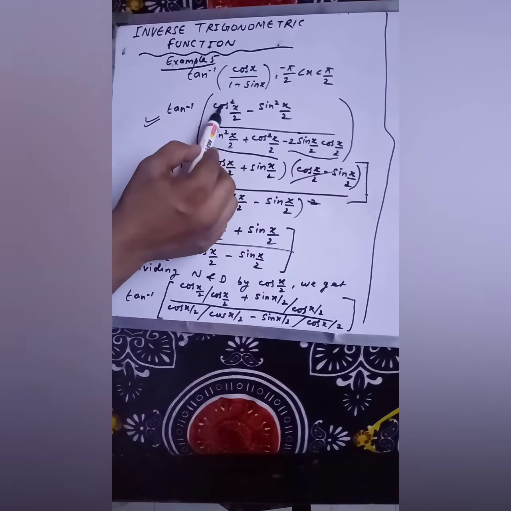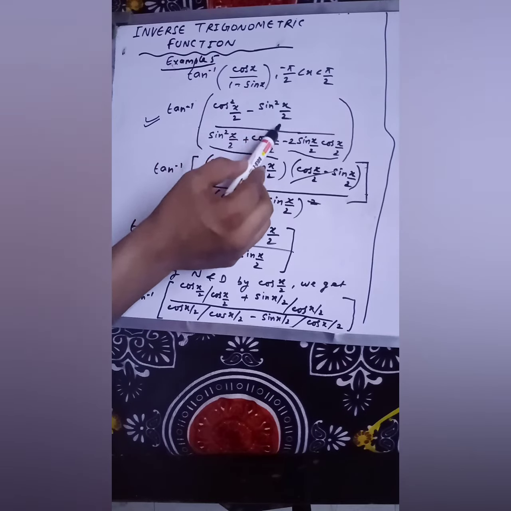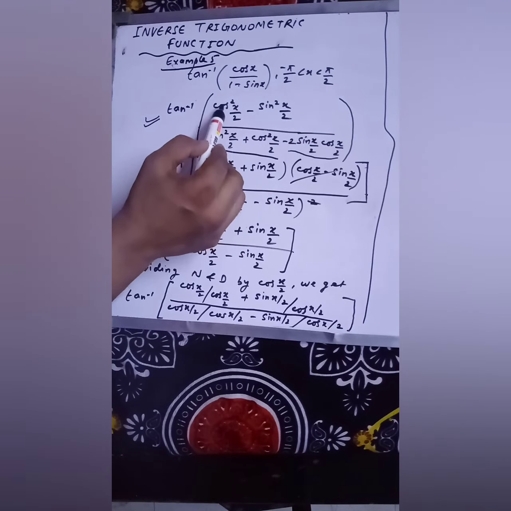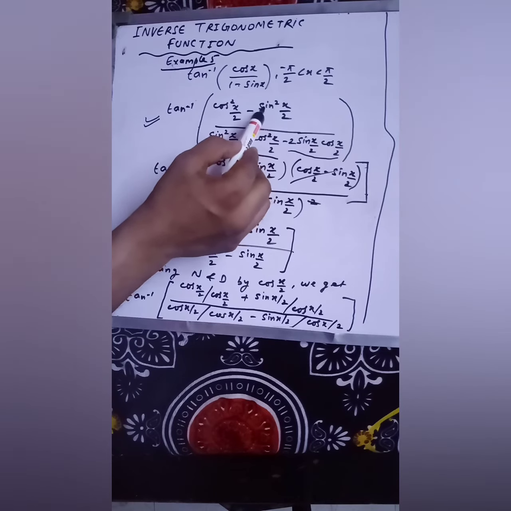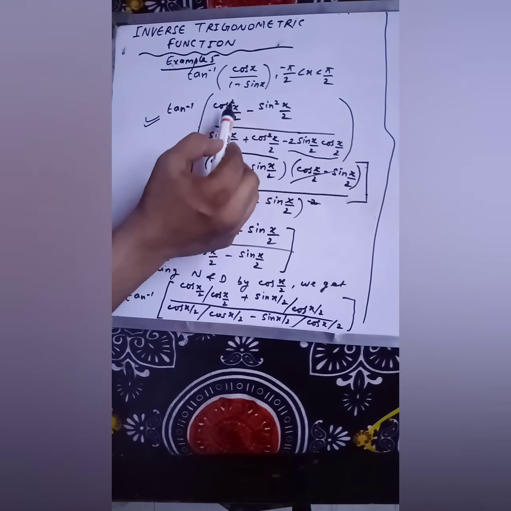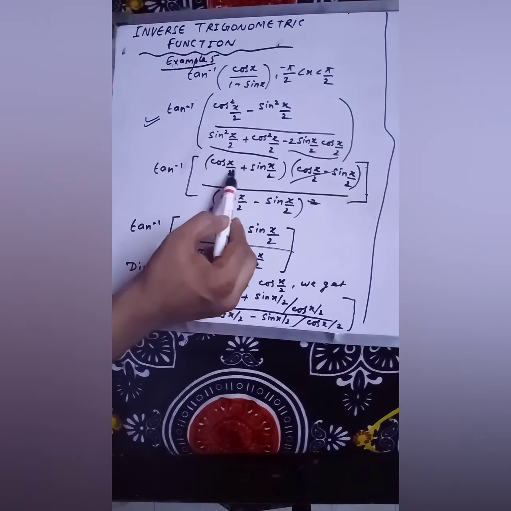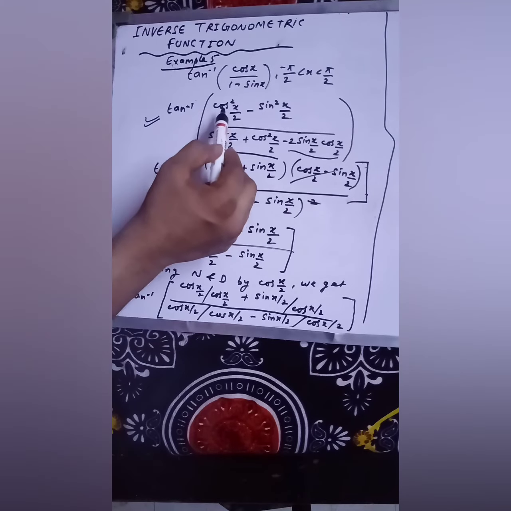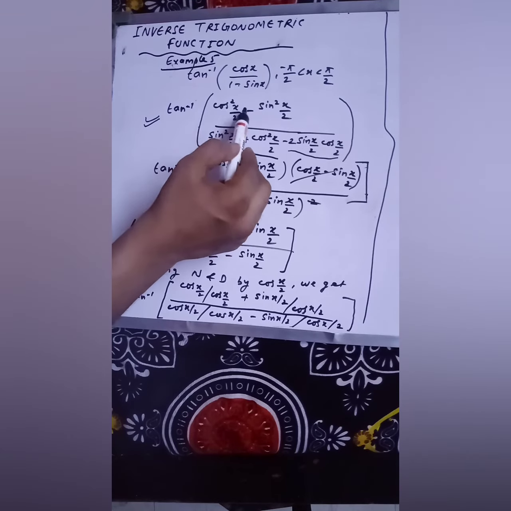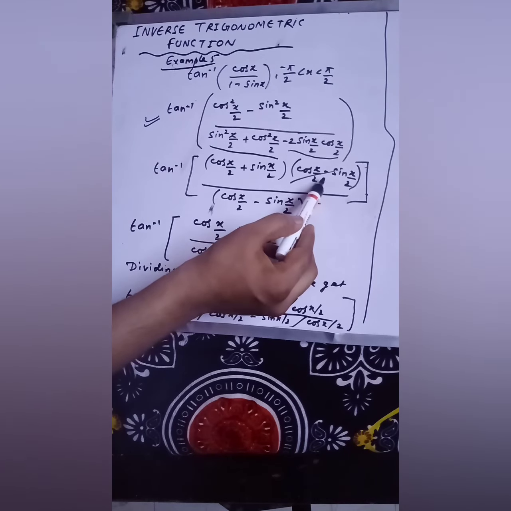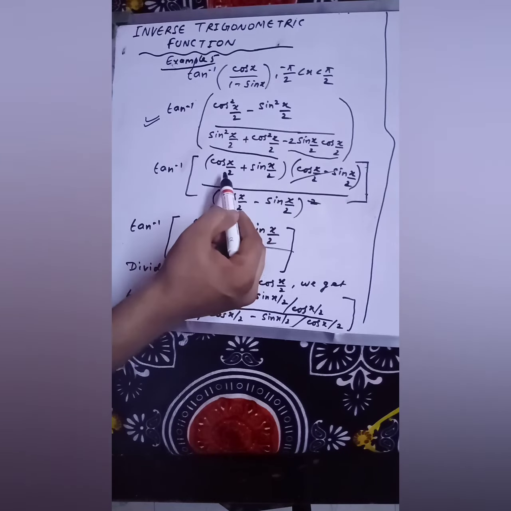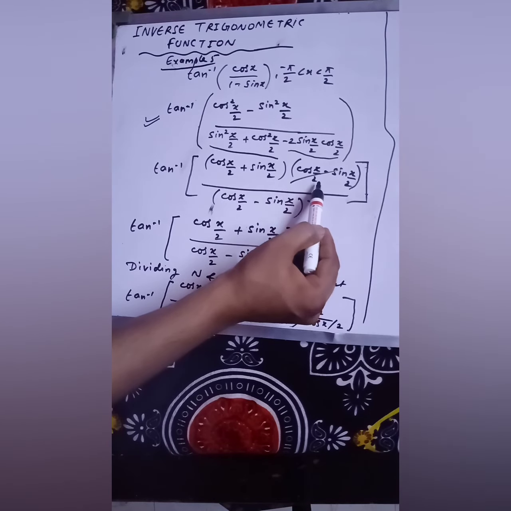what you have to do, this is your cos square x by 2 minus sin square x by 2. It means it is in the form a square minus b square. The formula of a square minus b square is (a minus b)(a plus b). So this would be (cos x by 2 plus sin x by 2) and (cos x by 2 minus sin x by 2). We can write it in this form.